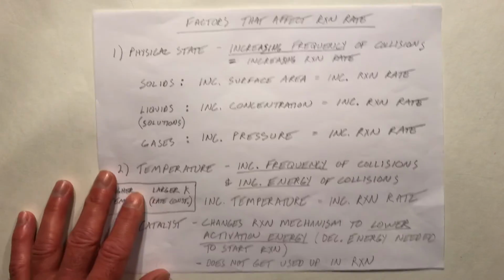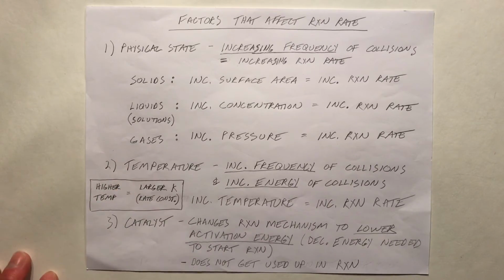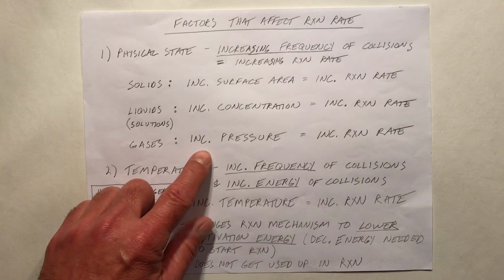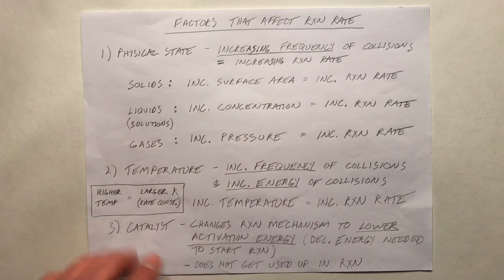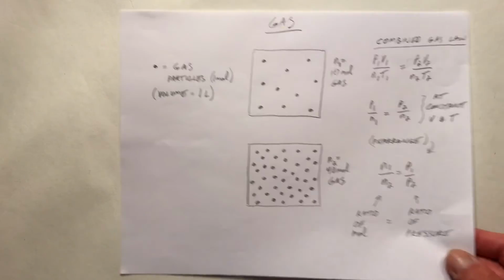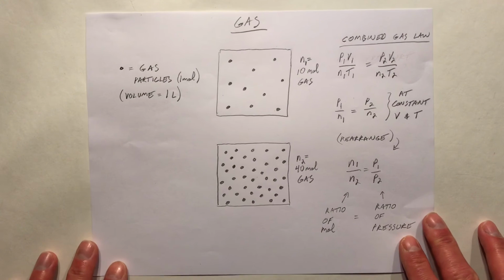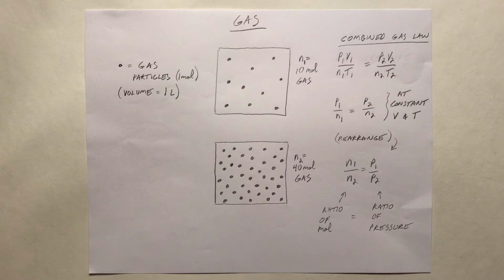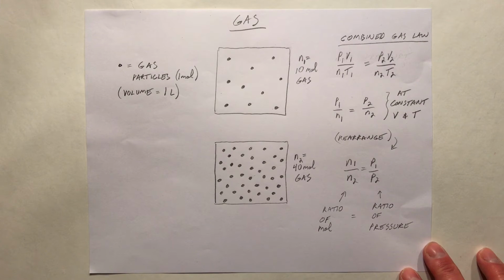Now let's consider gases. For gases, increasing the pressure of the gas would increase the reaction rate. Let's take a look at this diagram for gases. You might notice that this looks very similar to the diagram that we had for liquids. You could say that for gases, it's somewhat analogous. The pressure of a gas is somewhat analogous to the concentration of a liquid.